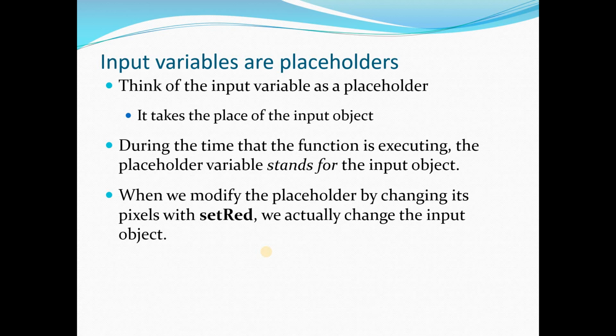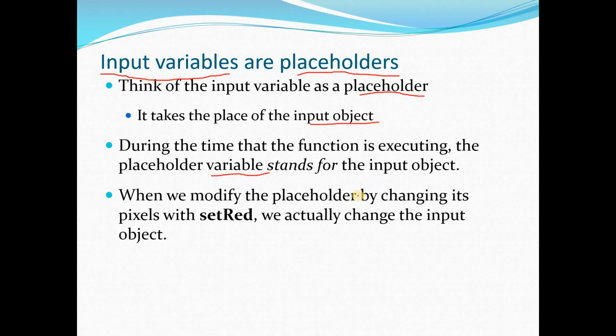So remember this thing we have already repeated. Input variables are like placeholders. It can store any object that comes from the outside. So think of the input variable as a placeholder. It takes the place of the input object. Whatever object comes, it will be placed in that place. So during the time that the function is running or executing, the placeholder variable will stand for the input object. It will take the object, like a picture, and it will hold that object.